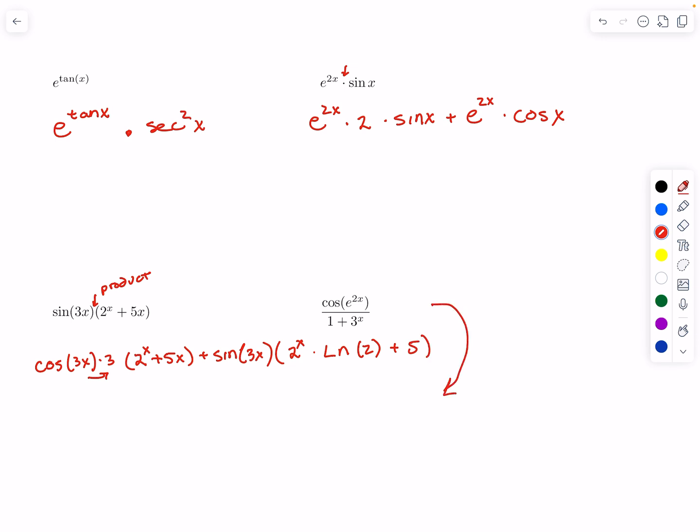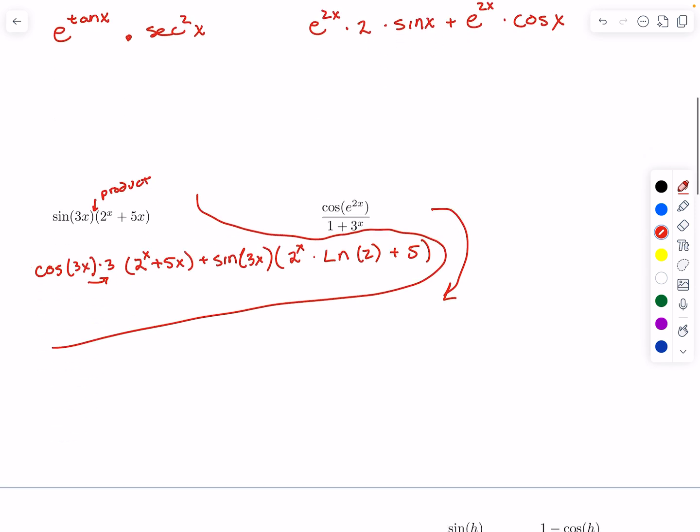Let's do that. Okay, derivative of the top. Ew, all sorts of nonsense. So negative sine of thing times the derivative of thing. Derivative of e to the 2x is e to the 2x times 2. Oh, look, it's a triple chain. Times the bottom. We haven't even gotten that far yet.